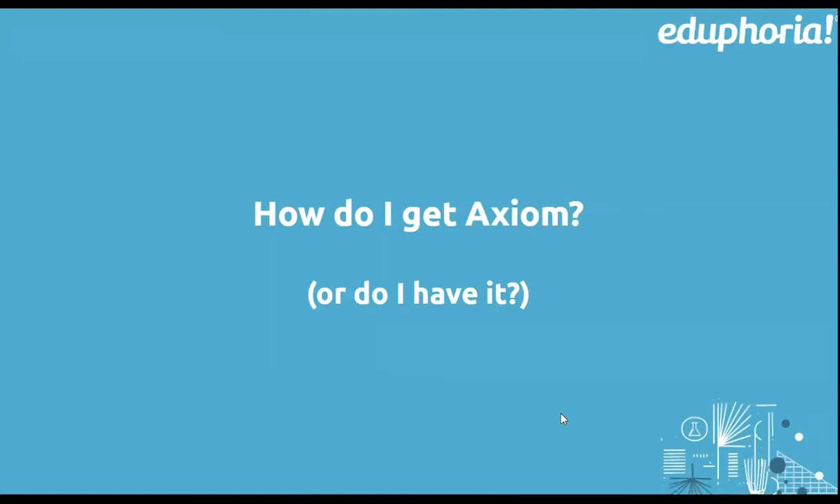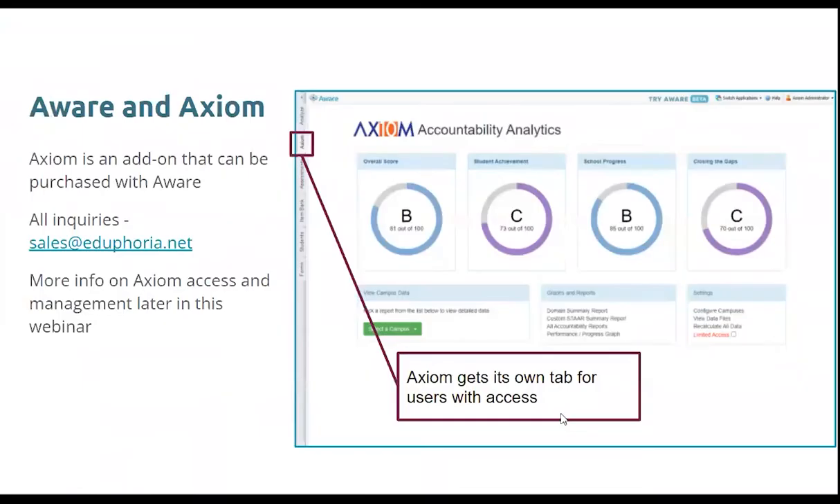All right, so how do I get Axiom, or do I have it? So we wanted to stop and talk just a little bit about access to Axiom. Reminder that because of our recent years where we have had interrupted STAAR data sets, we have had paused accountability for the last couple of years. Axiom was provided as a trial to all users for Aware last year. So some of you saw the trial features where we just included the domain and student achievement access. So, still a little bit of functionality, but it's returning to its fully functional.